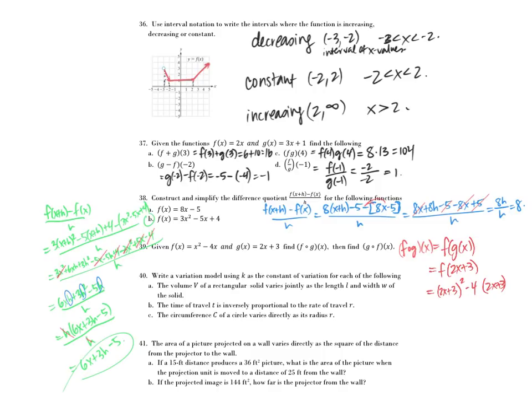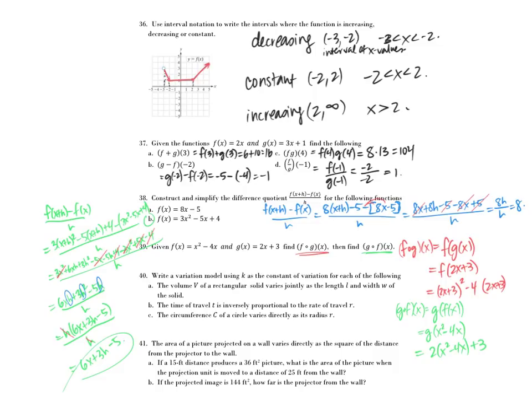Now for g composed with f, we'll do it in green. We did that in red. And so for g composed with f of x, that's g of f of x. That's g of, what's f of x? x squared minus 4x. Okay, and if I plug that into g, it's going to be 2 times x squared minus 4x plus 3. So that's g composed with f.